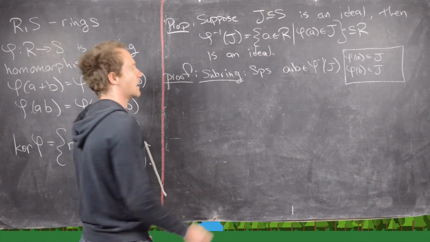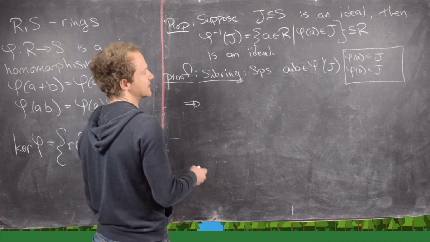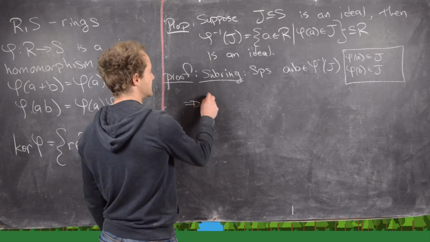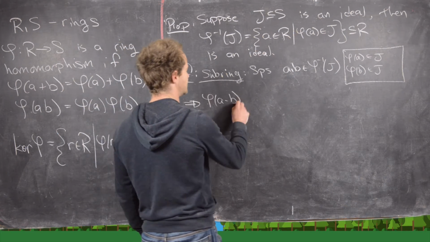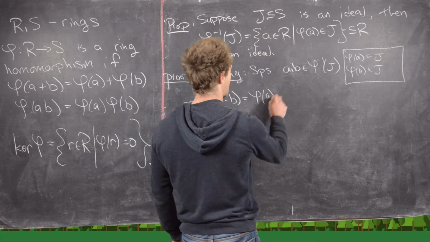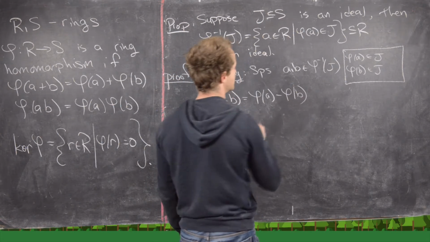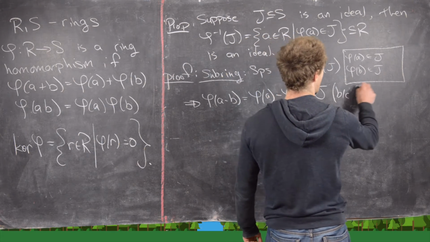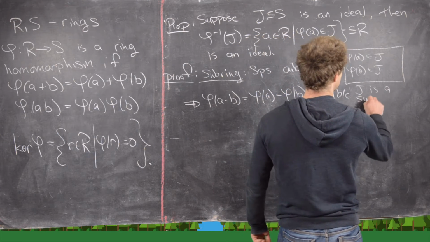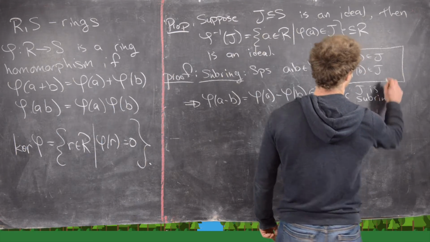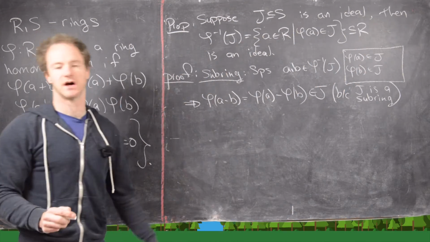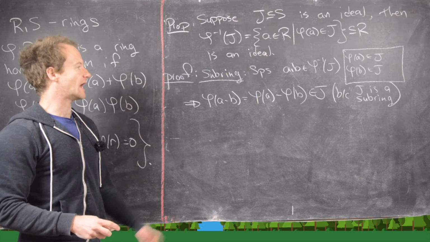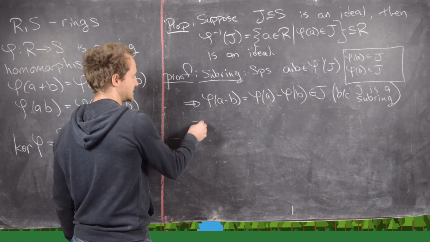Okay, so now let's go ahead and notice that here we can say phi of A minus B is the same thing as phi of A minus phi of B, but that's going to be inside of J, and that's because J is a subring. And subrings are closed under subtraction.